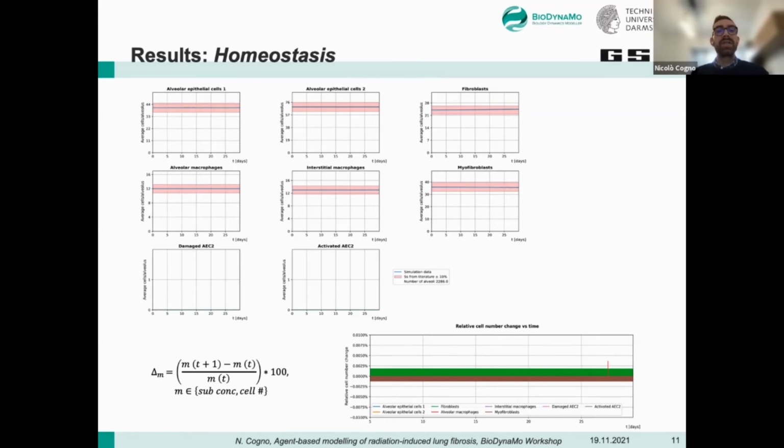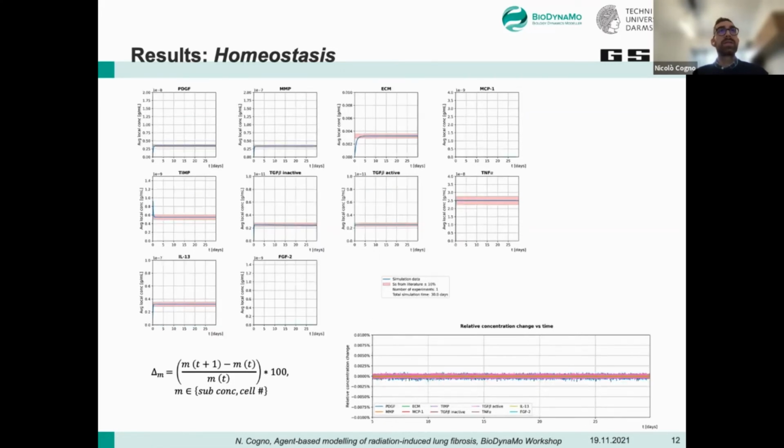What you see here is the number of cells per alveolus for a simulated time frame of 30 days, and the experimental data are in blue, while bands are used to show the 10% threshold, and you can see that the values never exceeded this 10% threshold. I also used this formula to compute the relative change at each time step, and you can see that it never exceeds 0.025%, which is quite low.